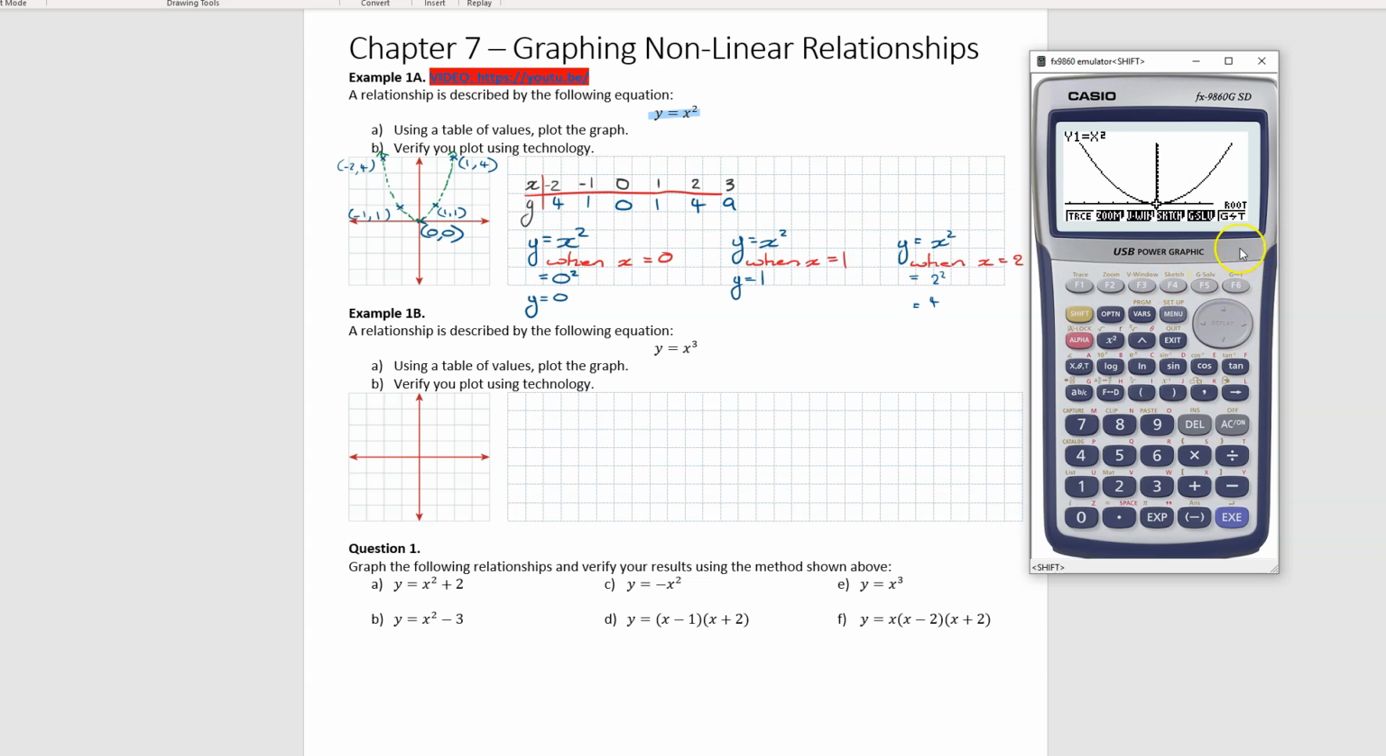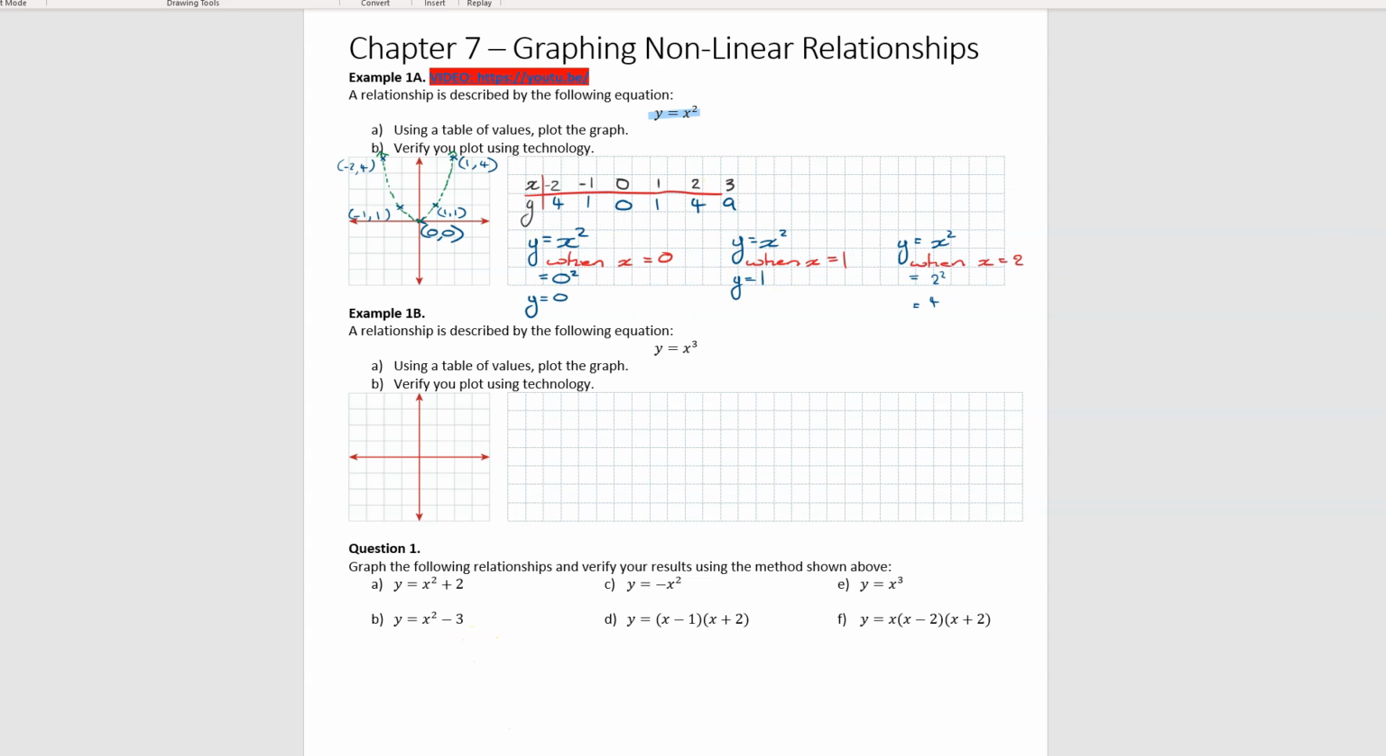Or if we want to see where it cuts the y-axis, then we can go to this one here, y-intercept, F4, and it will tell us where it cuts. So you don't see them a lot in year 9, but starting in year 10, you'll get to use these calculators a little bit, and then in year 11, these calculators will be your best friend. Alright, cool.